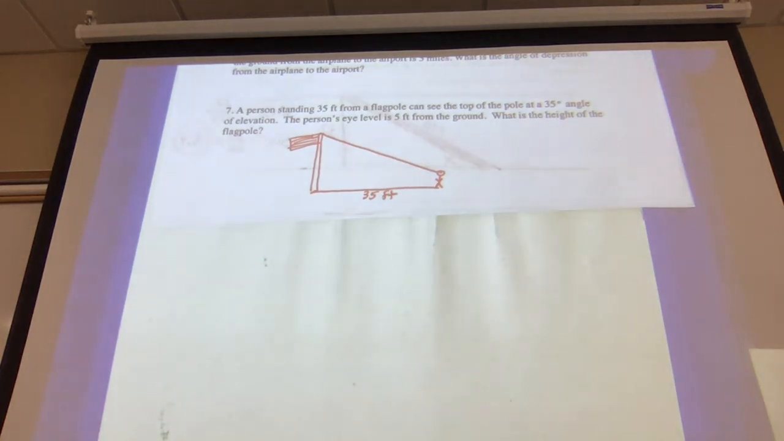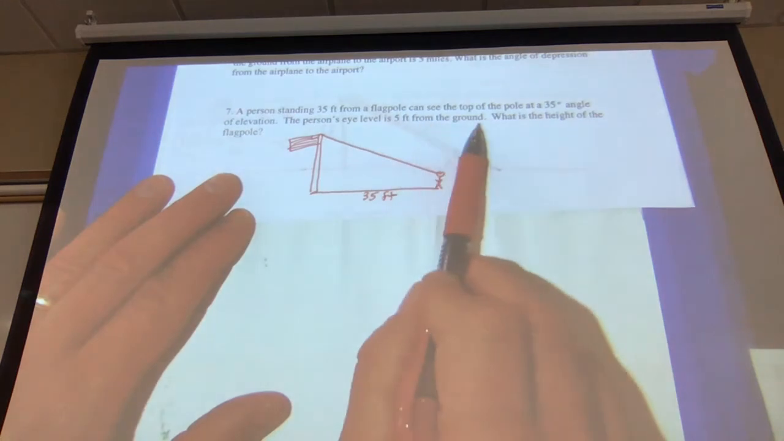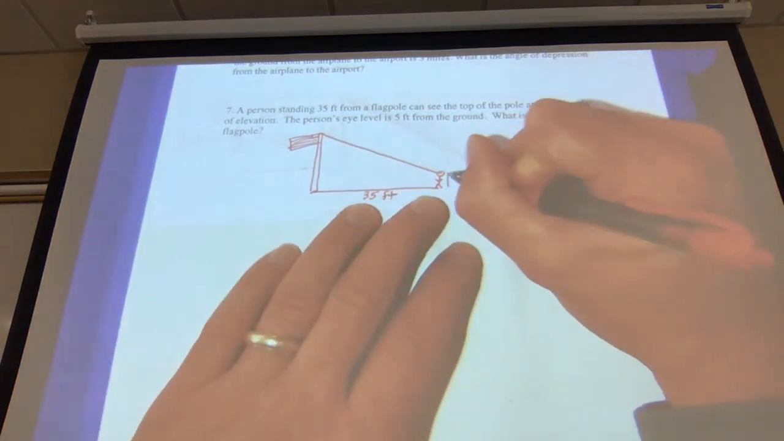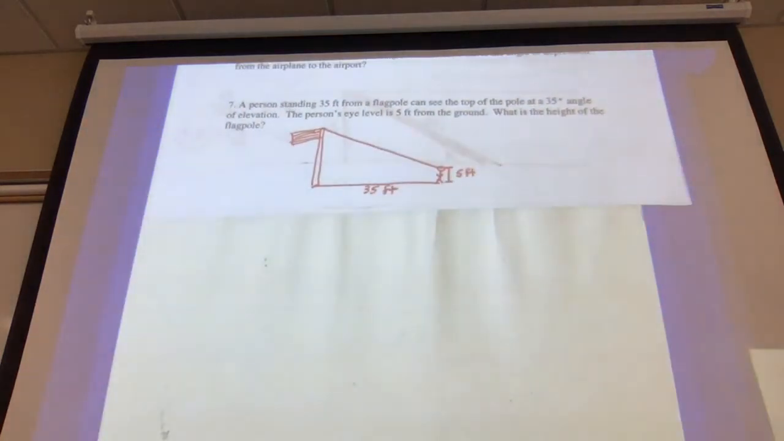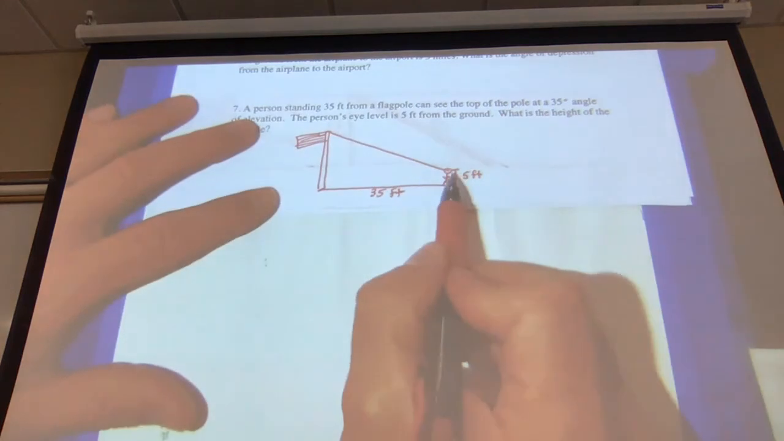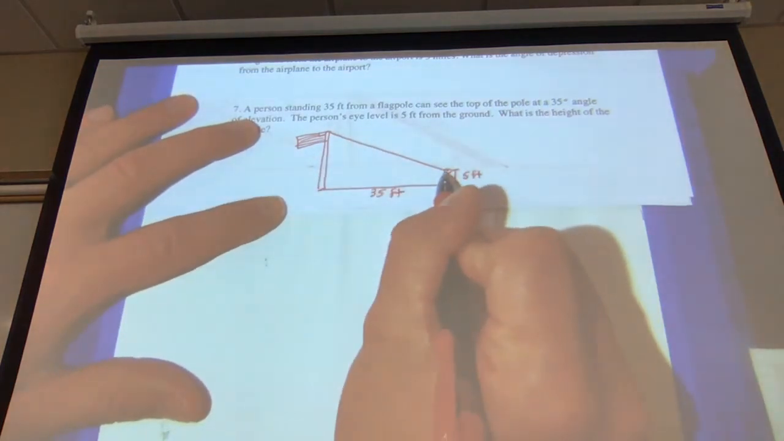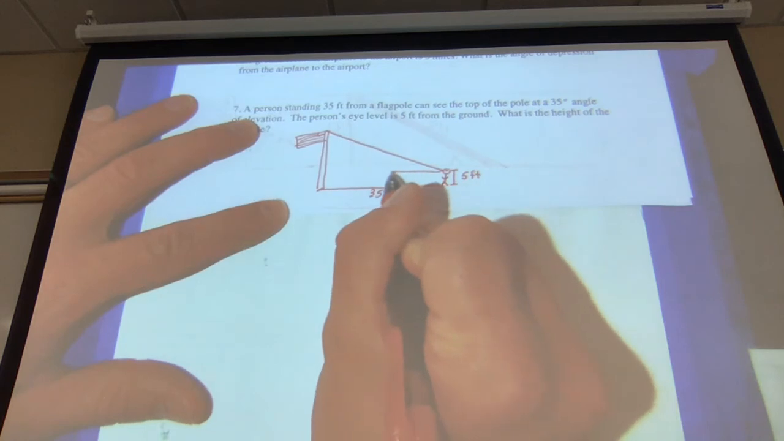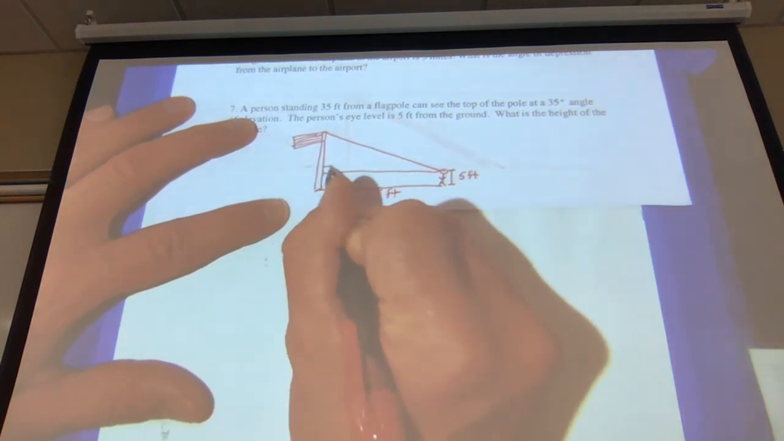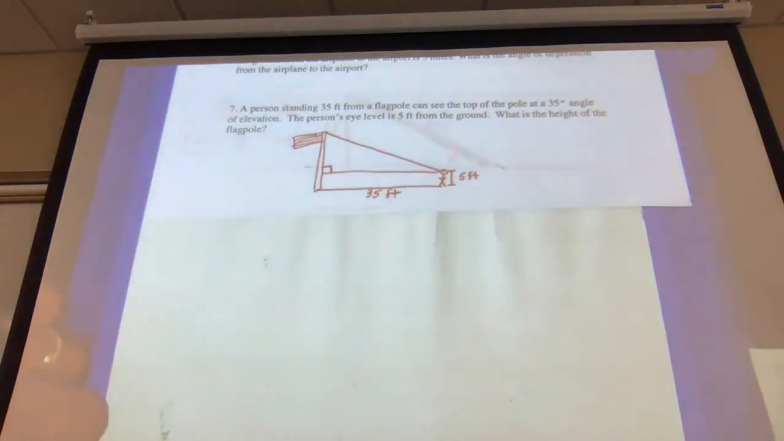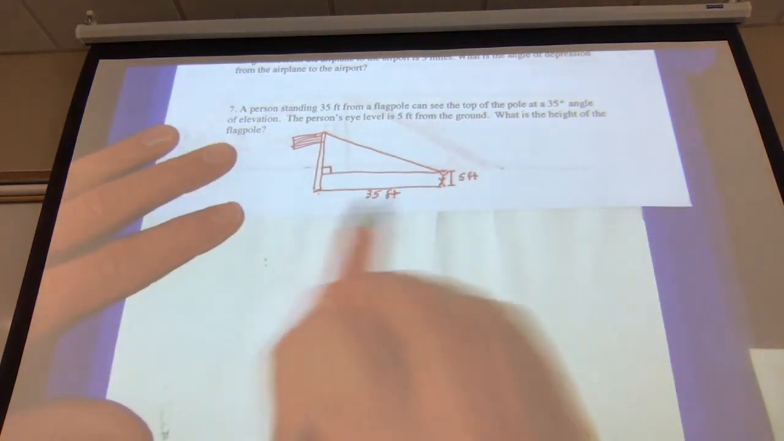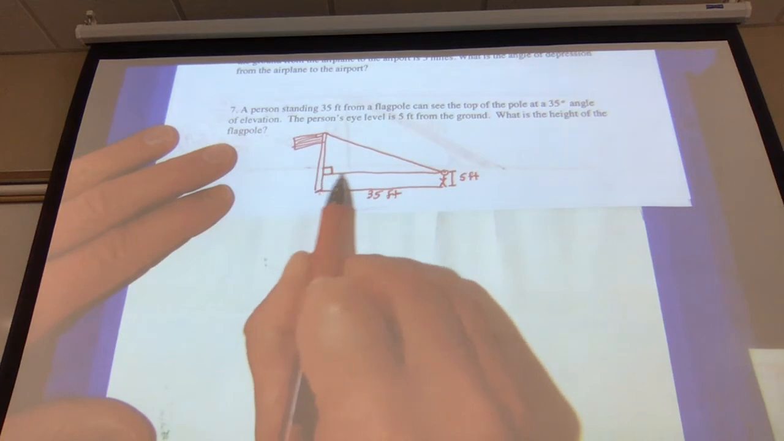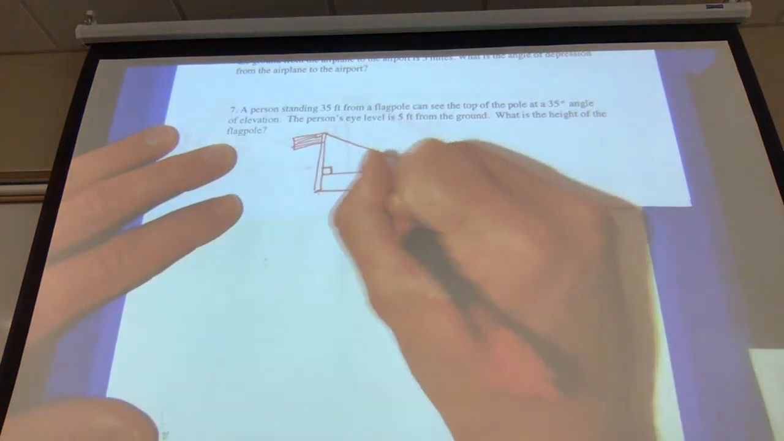Now, here's the one new thing on this one. The person's eye level is 5 feet from the ground. So this distance right here is 5 feet. And what that's going to do to my picture is when I go to close this right triangle off up here, I'm going to come out from this eye level and do that. That gives me a right triangle. And now what we're going to do is kind of transfer some things along. So the bottom from the flagpole to the person is 35 feet. That's going to be this exact same distance at the bottom of the triangle.